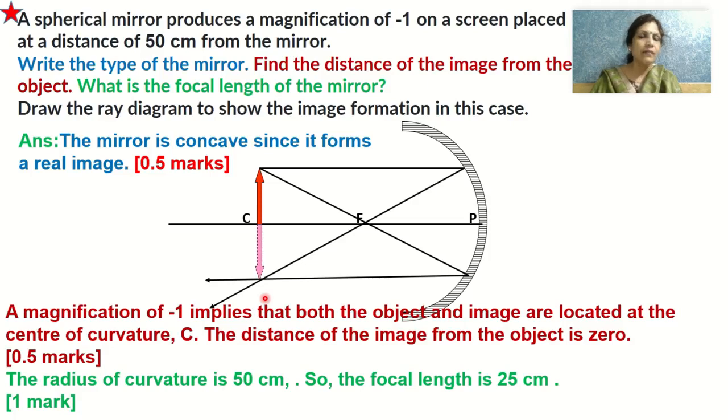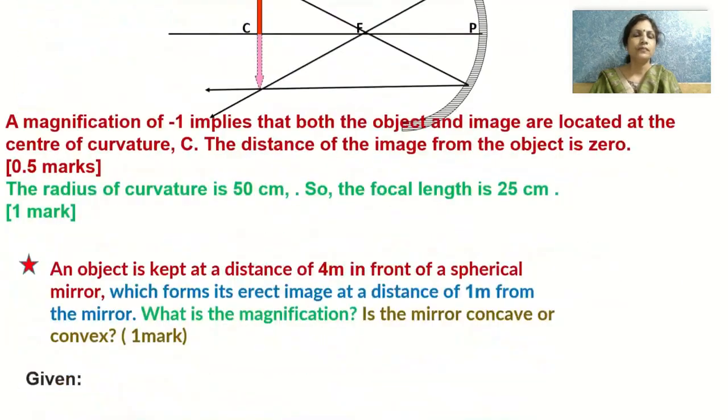You can see that both the object and the image are at the same place and they are of the same size. So for drawing this ray diagram, you will be given 1 mark and the total marks given to the question is 3. Alright, so this is how the questions are asked in the board. For every step you will be given marks. Moving to the next question.